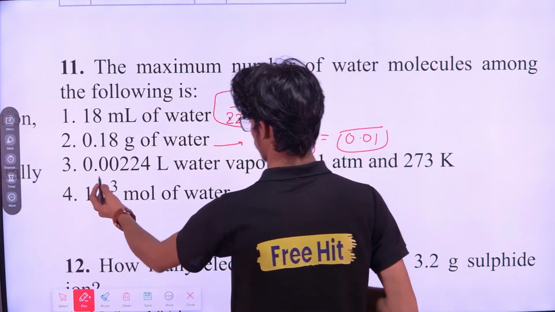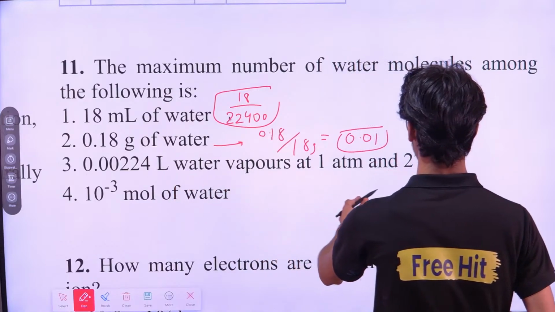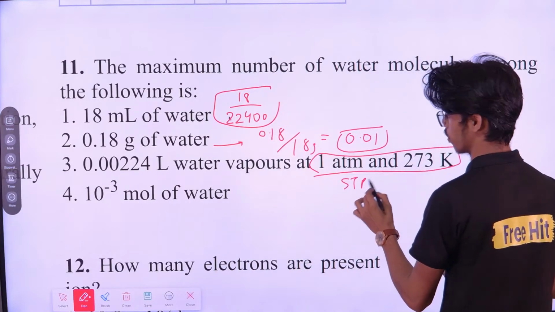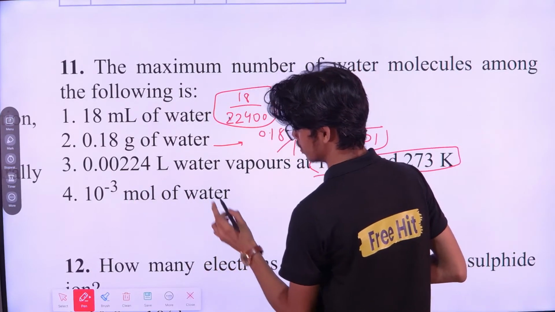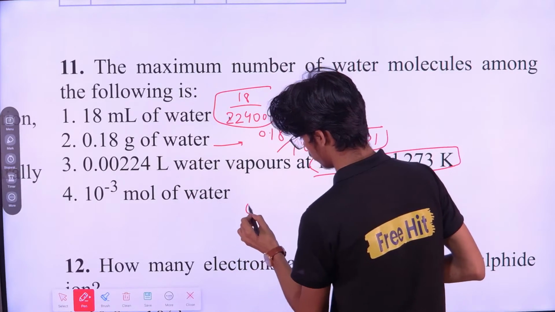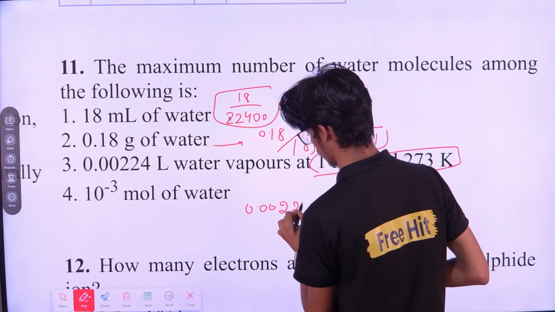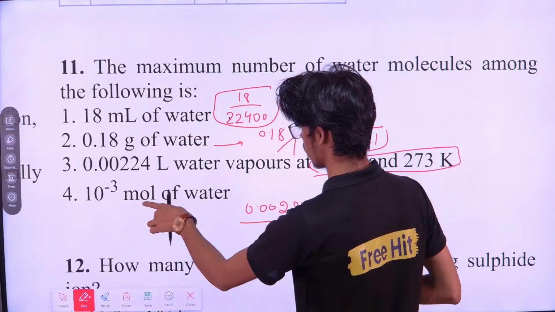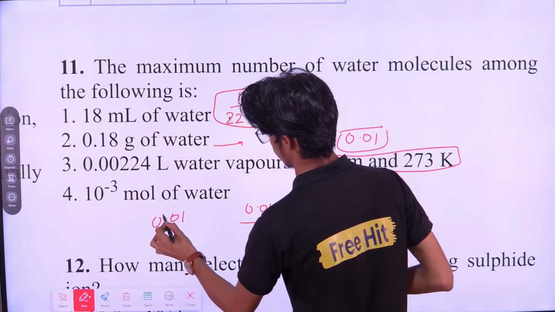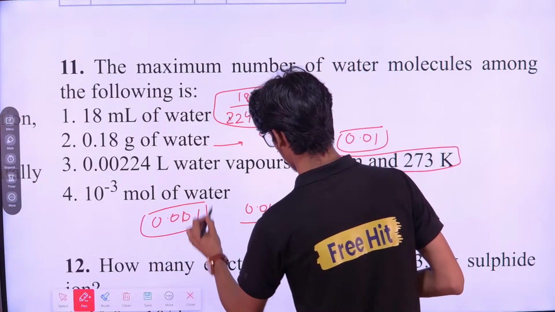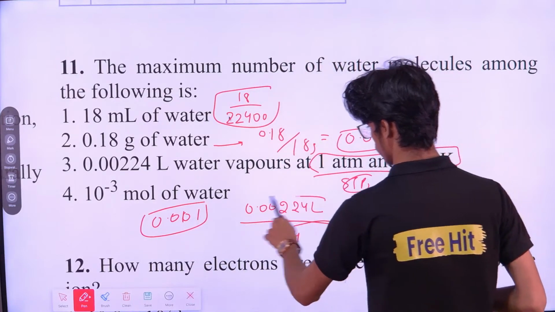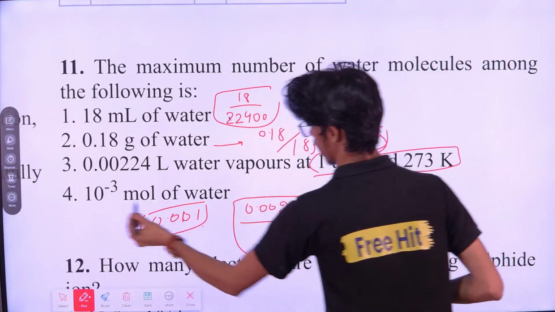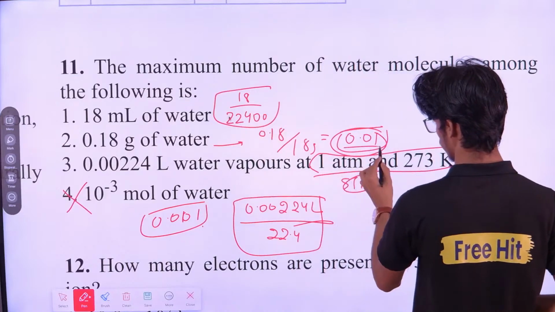Now 0.00224 liter of water vapors at 1 atm and 273 Kelvin. So it is like standard conditions of temperature and pressure, that's it, nothing else. So 0.00224 liter divided by 22.4 gives 10 to the power minus 3 mole, 0.001. Definitely, this number is smaller. This number is 0.01 moles, so it is larger than this. So you cancel this option. Then we have 0.01 mole.